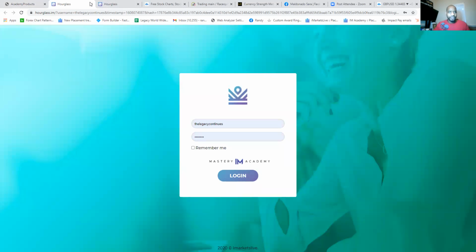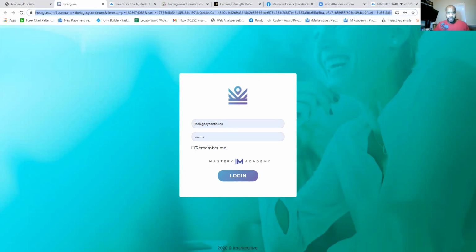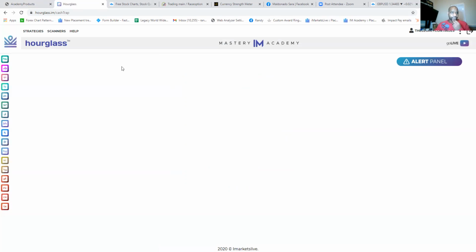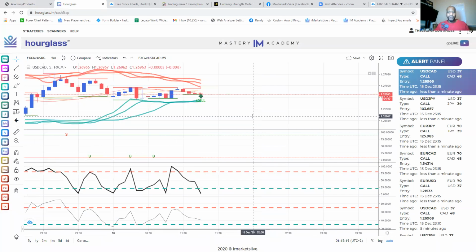So here we are with Hourglass. Let me cut this off here. One second. Let's go ahead and get logged in. So you'll log into your Hourglass. Use your there we go. Okay, we are now logged in.